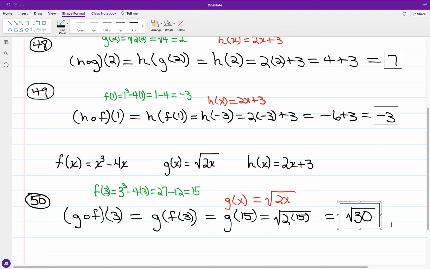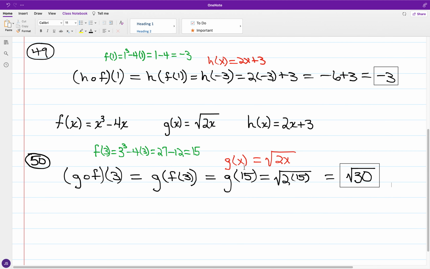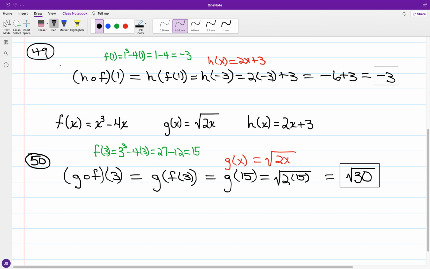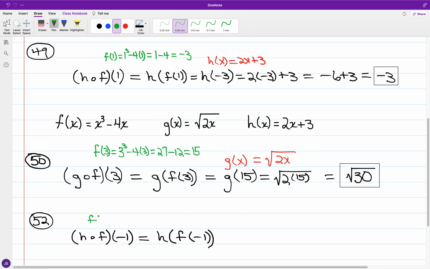Right. Now, for what we have still working with F, G and H of X. Now we have in the case of number 52, we're now looking at F composed with H composed with F when X is at negative 1. So in this case, we're going to have H of F of negative 1. And looking at F of negative 1.